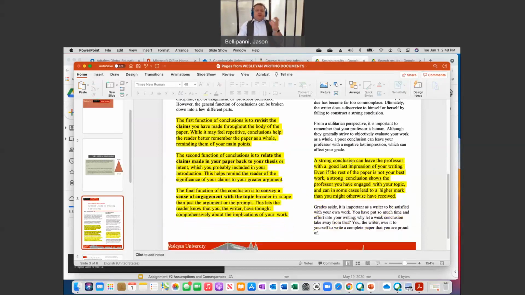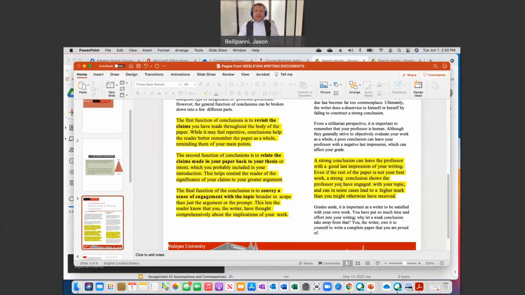A strong conclusion in general can leave the professor with a good last impression of your writing. It's like a really crappy movie that has an incredible ending, and people walk out of the movie theater saying, "Oh, that was a pretty good movie," even though most of the movie was crap. I'm not saying it's good to have your essay be crappy, but the conclusion is the last thing anybody recalls, or what they remember most. So you're striving to leave a strong impression that you know what you're talking about, that you've proved your argument, and that your subject matters.